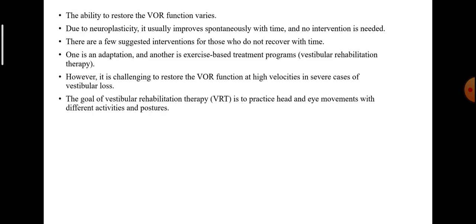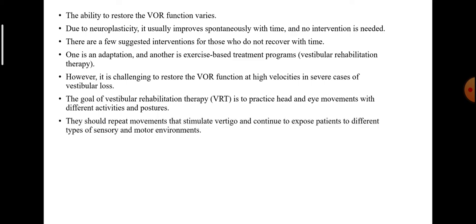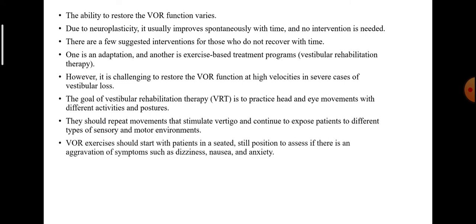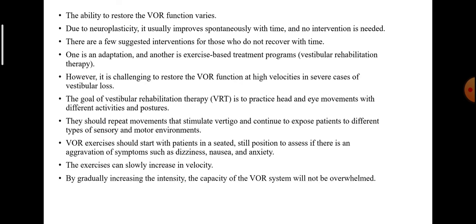The goal of vestibular rehabilitation therapy is to practice head and eye movements with different activities and postures. They should repeat movements that stimulate vertigo and continue to expose patients to different types of sensory and motor environments. VOR exercises should start with patients in a seated, still position to assess if there is an aggravation of symptoms such as dizziness, nausea, and anxiety. The exercise can also slowly increase in velocity, and by gradually increasing the intensity, the capacity of the vestibular ocular system will not be overwhelmed.